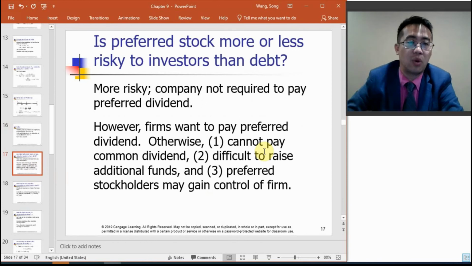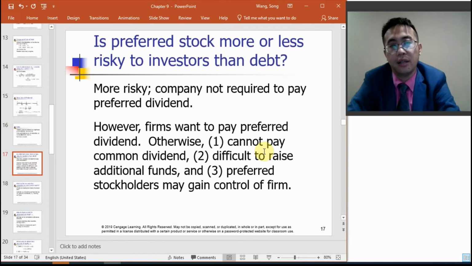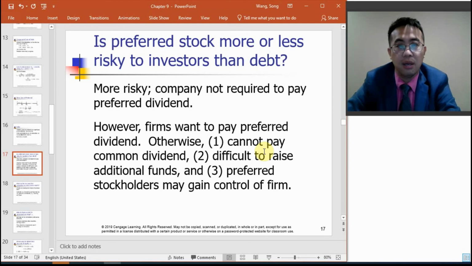Is a preferred stock more or less risky to investors than debt? The answer is more risky, because by the law of a corporation, the firm has to pay its debt holders first. To debt investors, their investment is more guaranteed. It's safer. However, the firm does not guarantee to pay dividends. The preferred stockholders have a higher priority in receiving dividends than common stockholders. Still, it is not fully guaranteed.